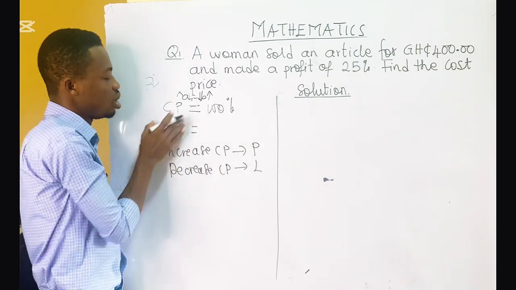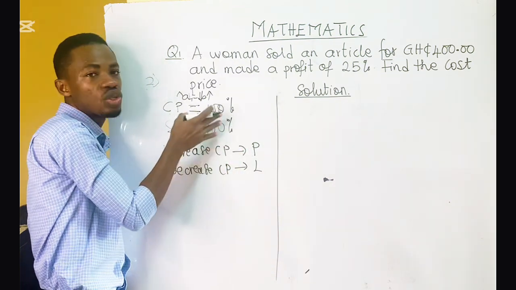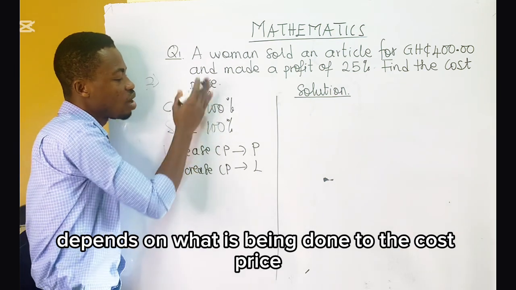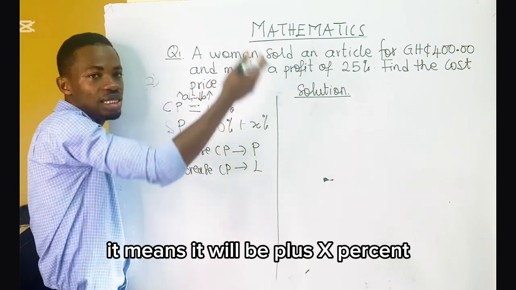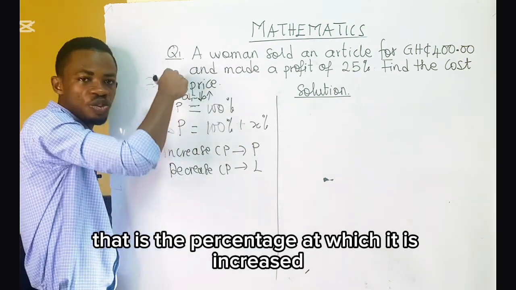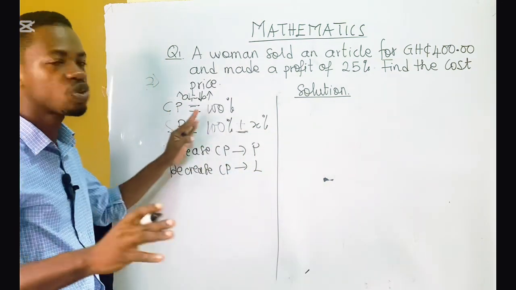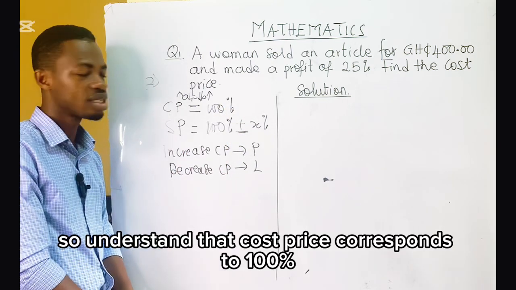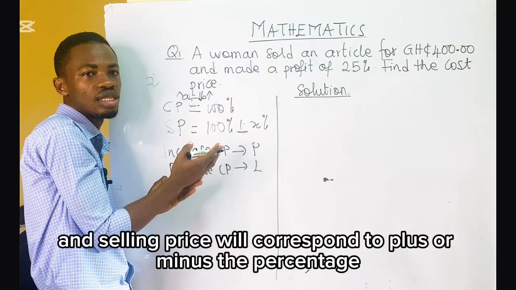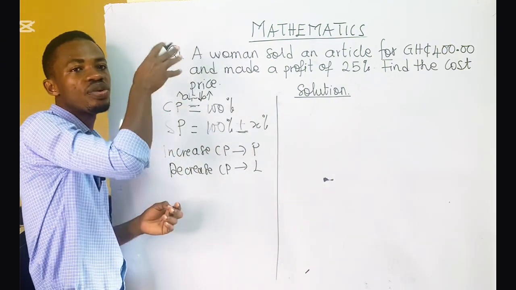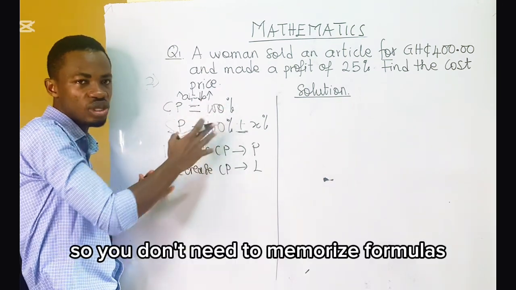So let's come here. For your selling price, the percentage depends on what is being done to the cost price. If the cost price is increased, it means it will be plus X%. That is the percentage at which it is increased. If cost price is decreased, then it is going to be a subtraction. So understand that cost price corresponds to 100%, and selling price will correspond to plus or minus the percentage at which the item was increased or decreased. So you don't need to memorize formulas. You just have to get the basic concepts here.